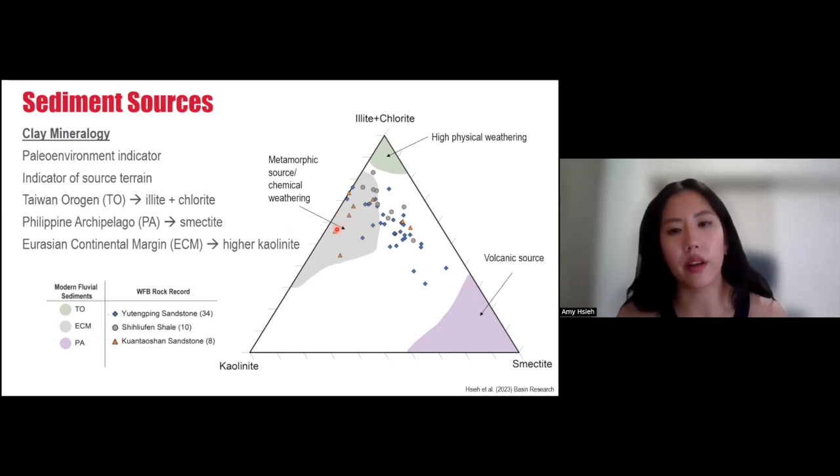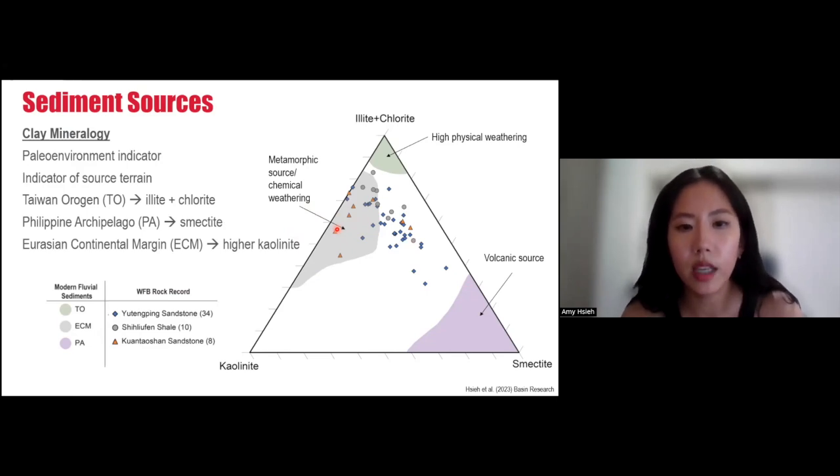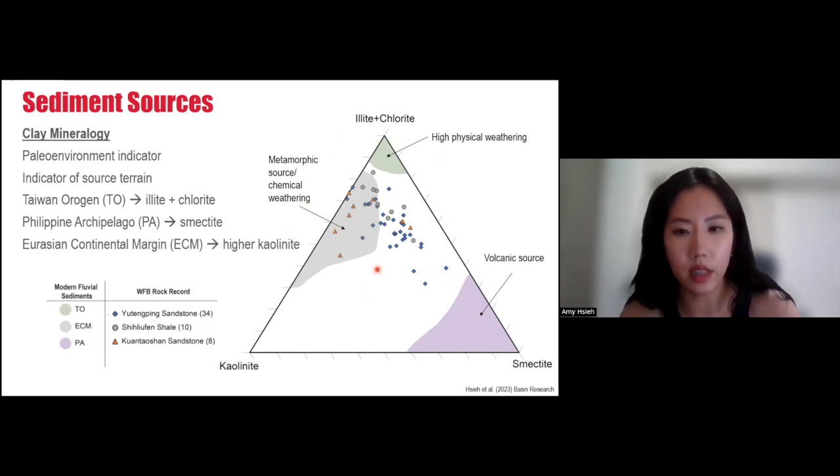And in the rock record, I would also expect clay mineralogy to show a distinct signature that reflects the mechanism of weathering and the parent material. Overall, in the samples that I collected from the Guizhou Formation, illite and chlorite account for most of the clay minerals, with variable proportions of kaolinite and smectite.